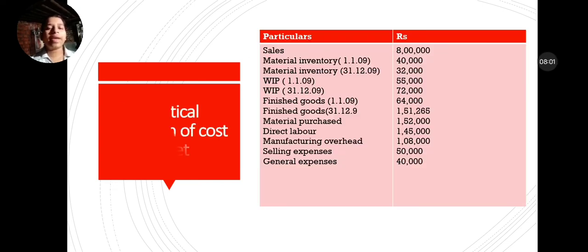There is one practical question I have given here. In the particulars there are salary, material inventory opening and closing, work in progress opening and closing balance, finished goods opening and closing balance, material purchase, direct labor, manufacturing overhead, selling expenses, general expenses. Prepare the cost sheet.